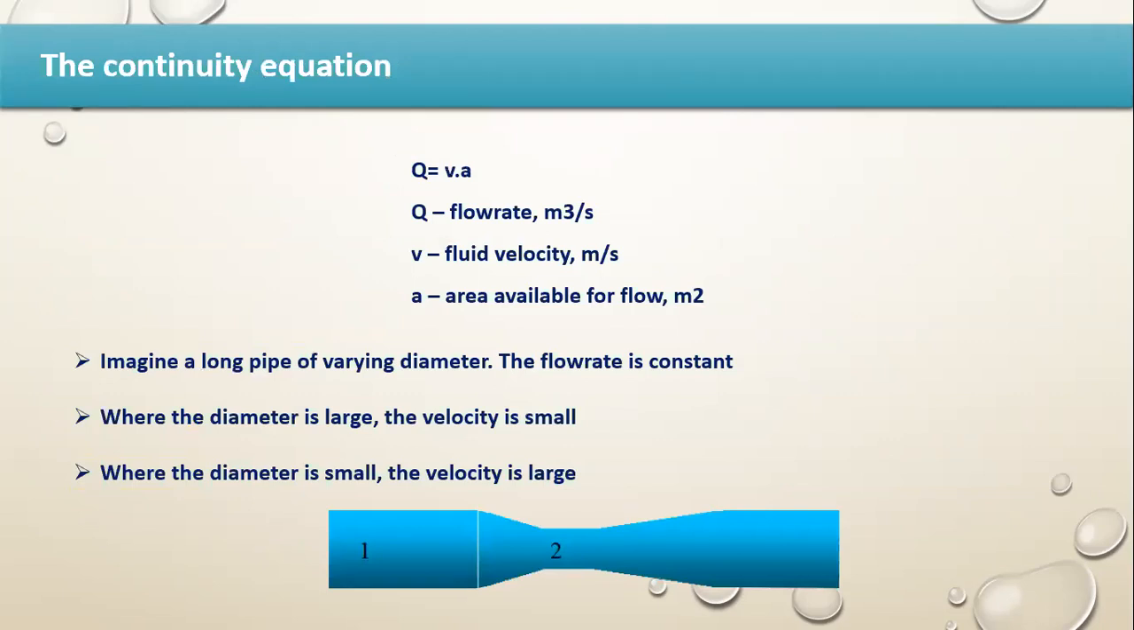Continuity equation, as I have also discussed earlier, is Q equals VA, and the experiment for this is based on, imagine a long pipe of varying diameter, like here we can see in point 1 and point 2. The diameter is large at point 1, so here the velocity of the fluid flow is small. Where the diameter is small, the velocity is large. We can see or justify this concept in daily life also. When the diameter is large, the velocity is small, and when the diameter is small, the velocity is large.